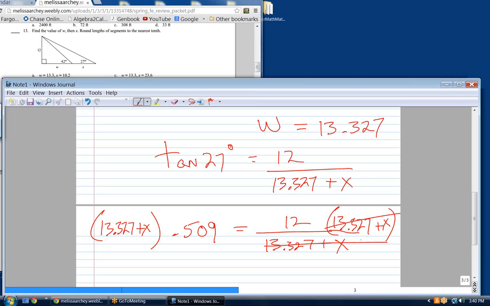And notice what happens on the right side. That's why we multiplied by it, so it would go away. Now we have 12 left on the right. And what do we do? That equals 6.763. 0.509 times 13.327 is what?